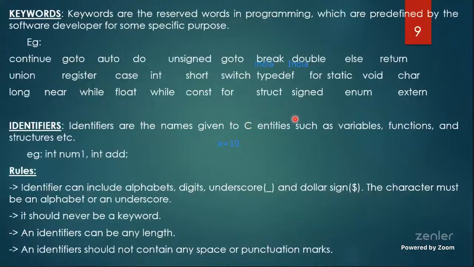Okay. So the next one is keyword. So what is a keyword? Keywords are the reserved words in programming. Try to understand this. Keywords are the reserved words in programming which are predefined by the software developer for some specific purpose. So try to understand, these are the keywords.